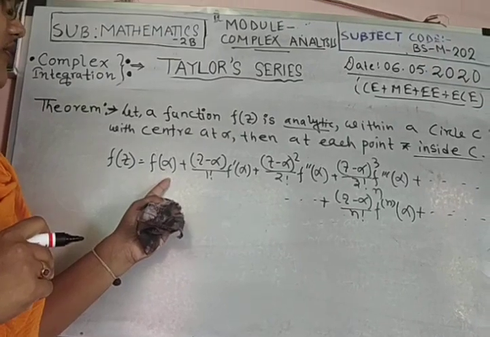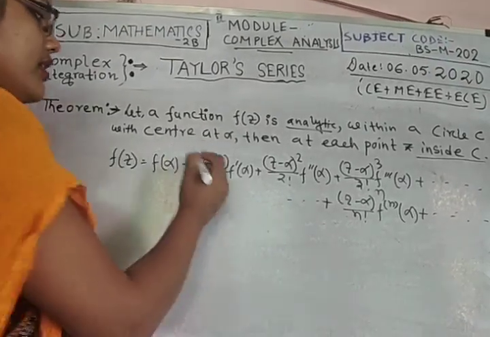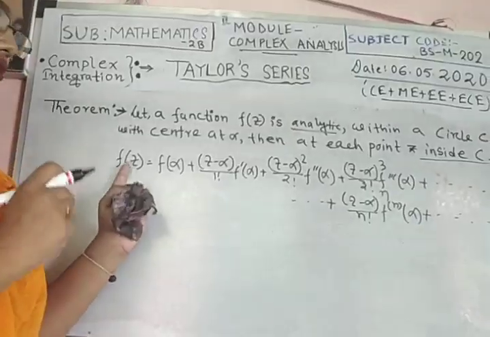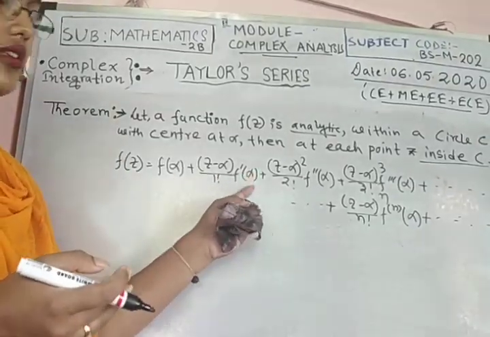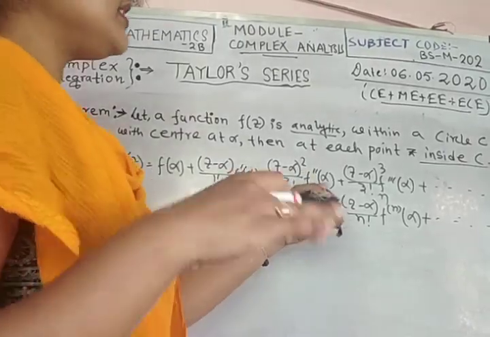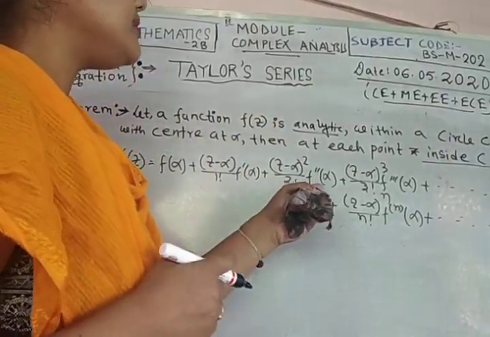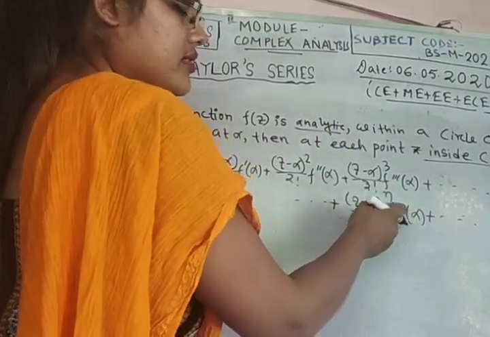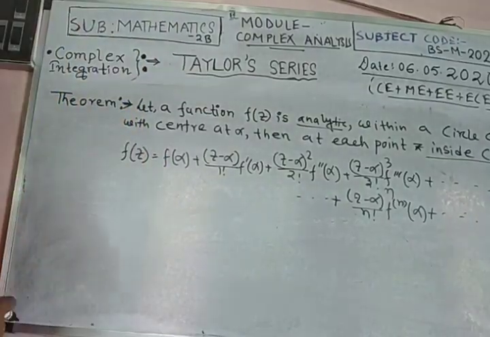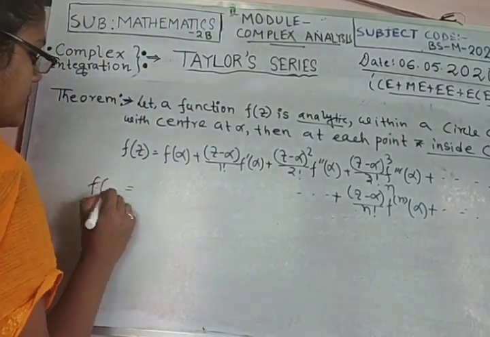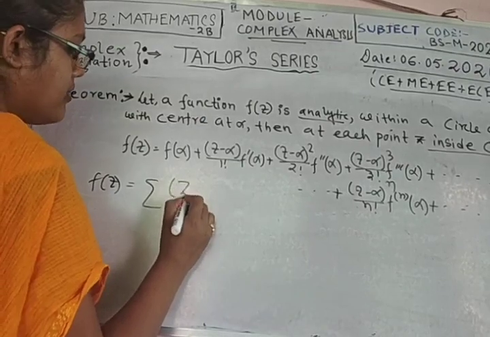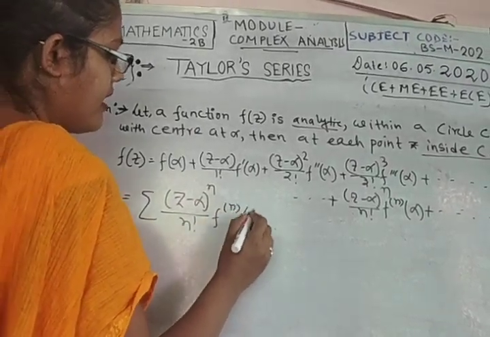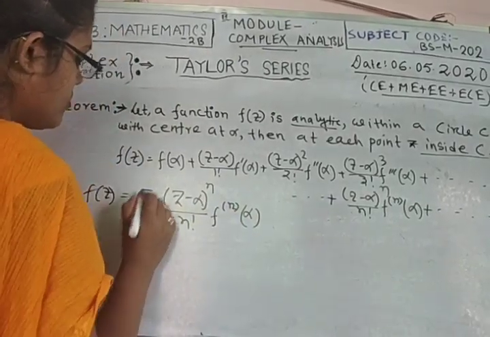Here f dash alpha means the function f(z) differentiated with respect to z at z equals to alpha value. f double dash is similarly the double derivative at z equals to alpha value, and f triple dash is the same, like third order, and n is the n times differentiation. So it can be expressed in summation form: (z minus alpha) to the power n divided by n factorial f of n alpha, where n equals to 0 to infinity.